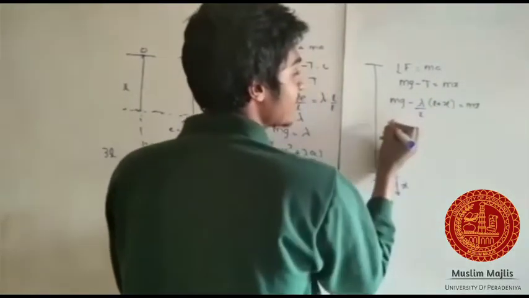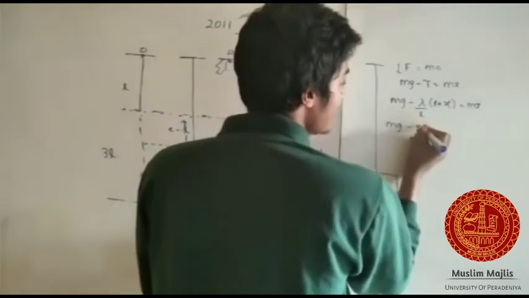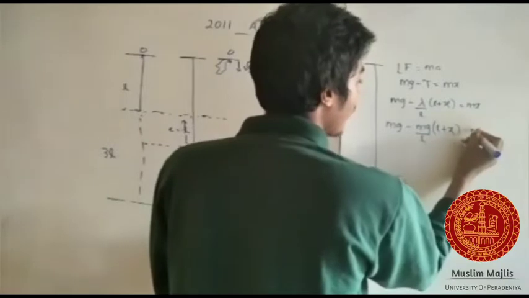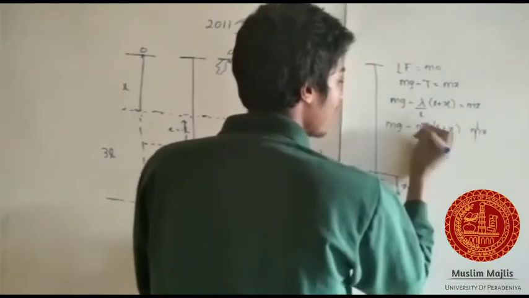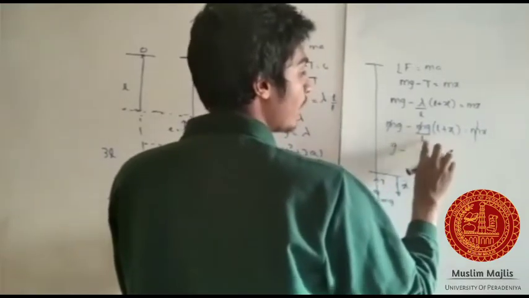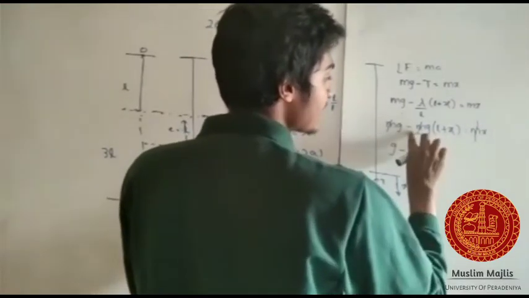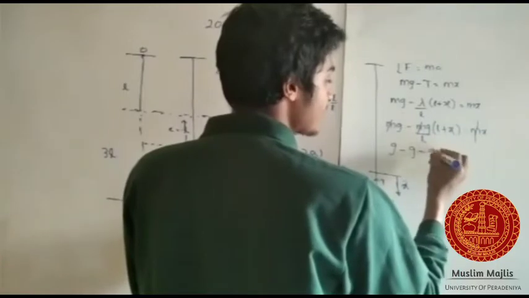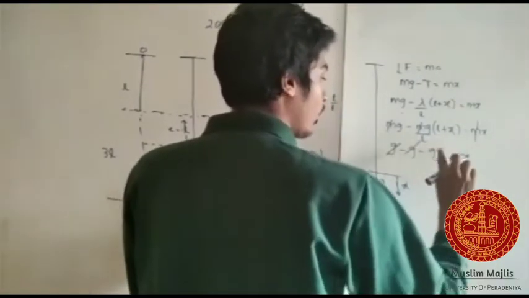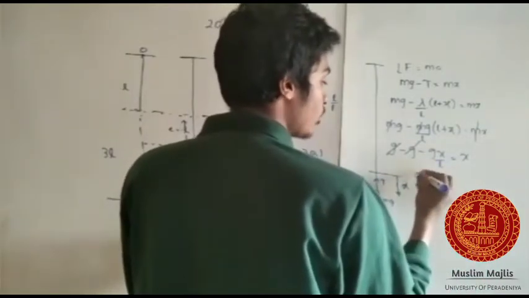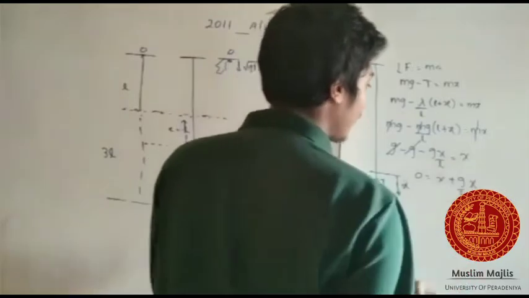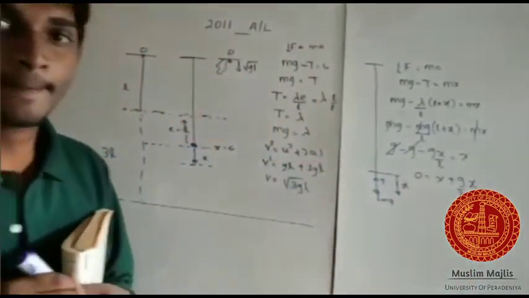But you know that lambda is equal to mg, so mg minus mg over L into L plus x is equal to m x double dot. The m is gone, so g minus g times L over L, which is minus g times x over L, equals x double dot. The g minus g is gone, take this to the other side, so you have 0 equal to x double dot plus g over L x. So this is what they are expecting.